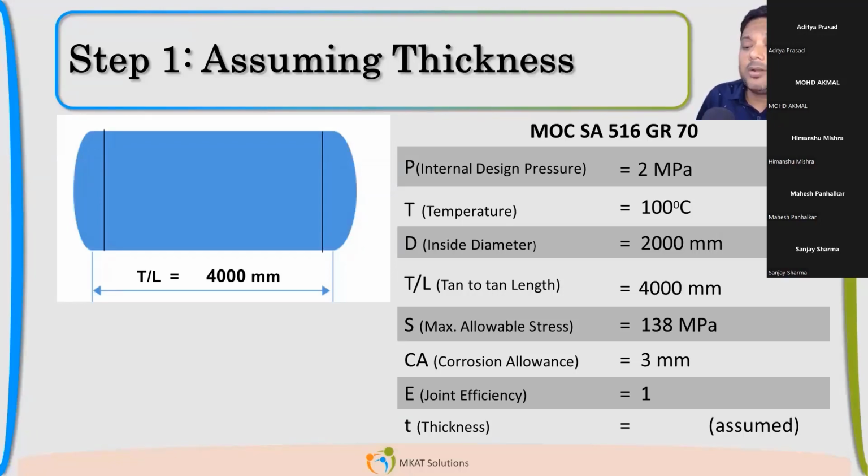Now let us see, we have to design this vessel for an external pressure of 1 bar, 0.1 MPa. That is the external pressure given to us by process for the design of this vessel. So 0.1 MPa is the pressure for which we have to design this.